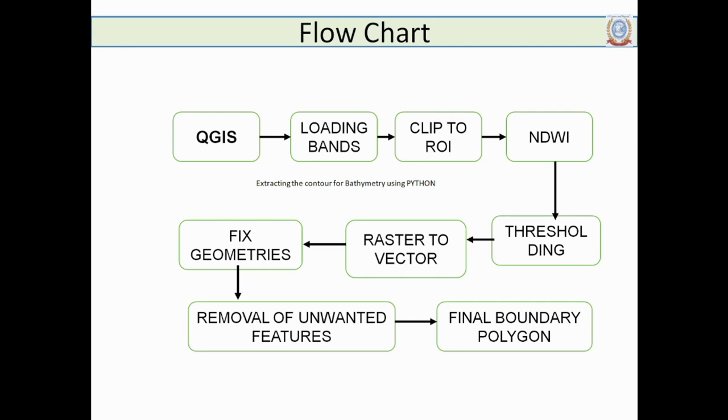Then we need to fix geometries. Then we want to remove the unwanted features. Here, unwanted features in the sense the islands within the water body, or the river stream or the nalas which are joining beyond the cutoff point. By this process we extract a boundary file.